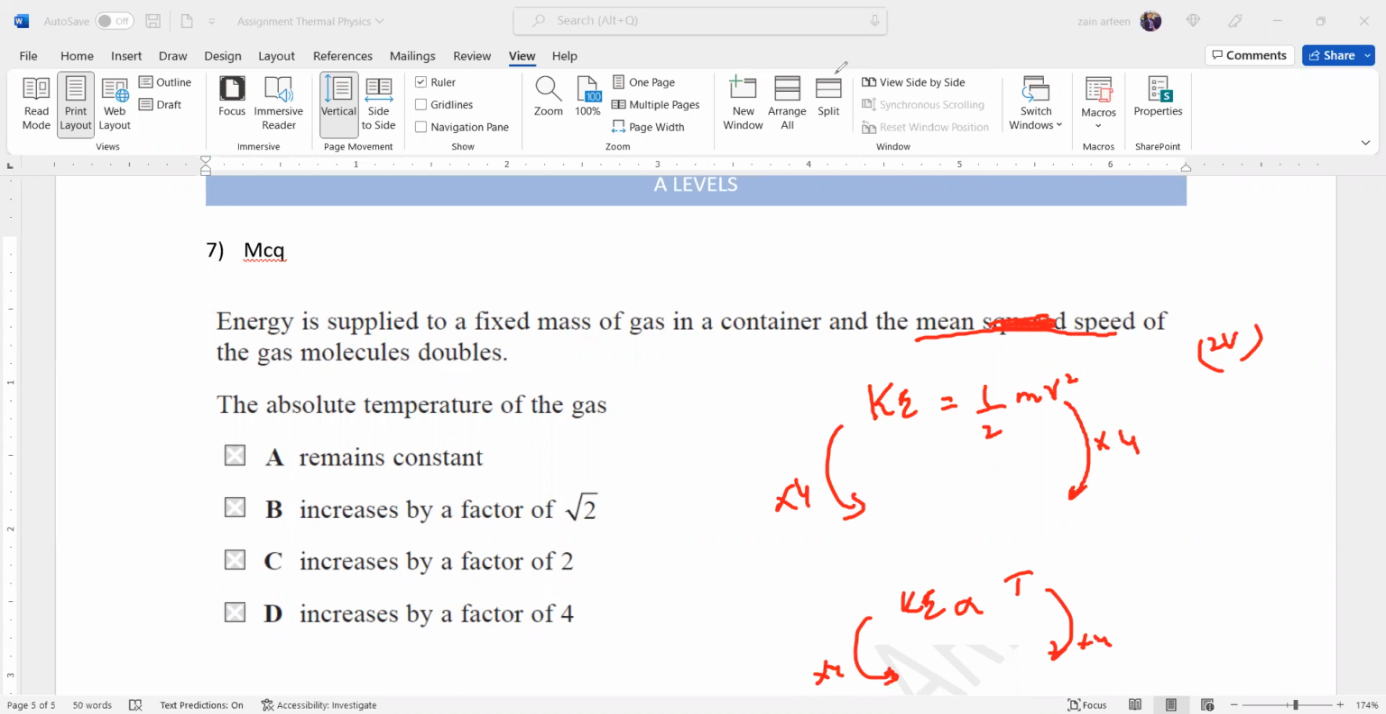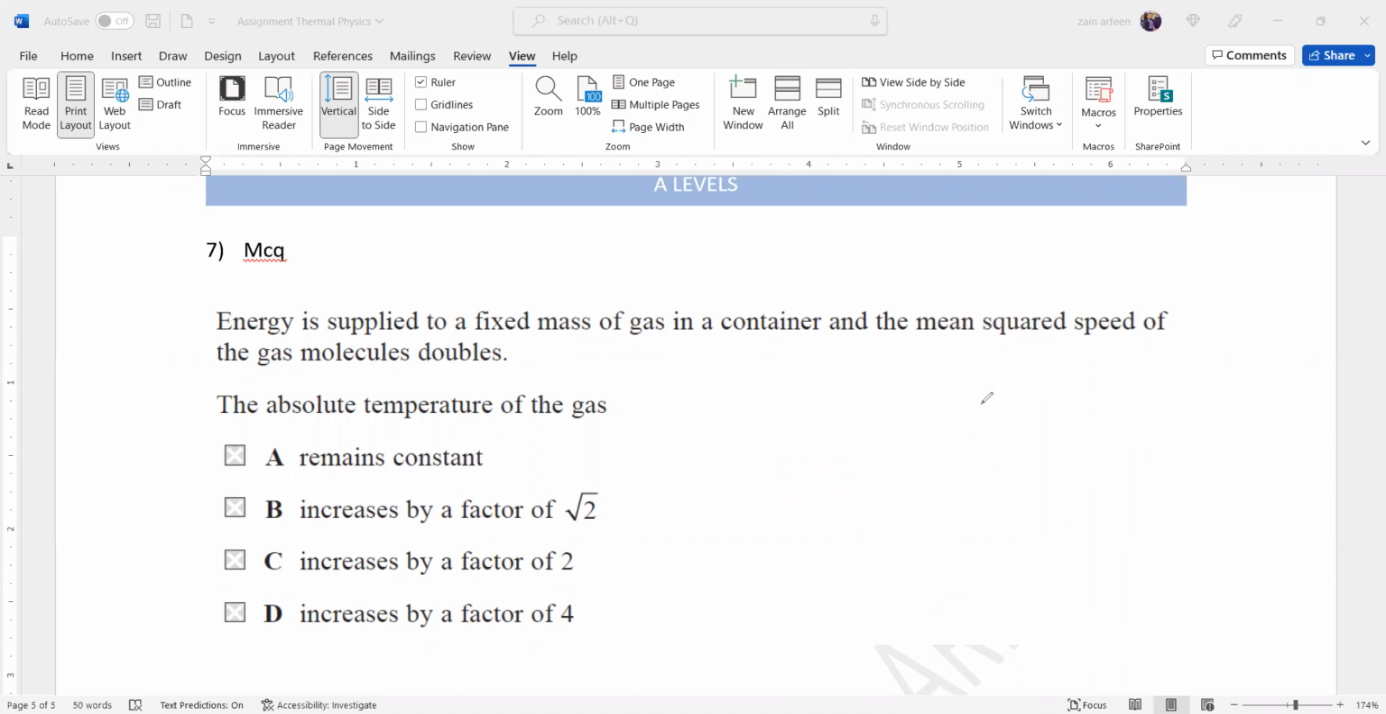But if they mention only the square speed is doubled, it means this whole factor is doubled. So that's why the kinetic energy is also doubled. So option C will be the right answer.